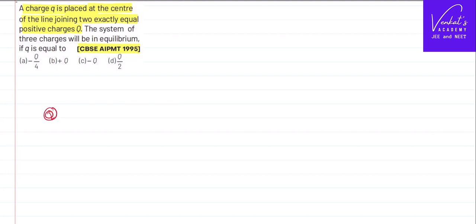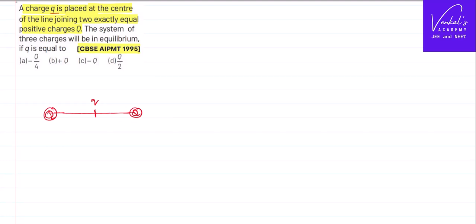Equal positive charges Q, separated by a certain distance. The small q is placed at the center of the line joining them, in the middle of the line joining. Anyway, I will prove it. I don't take that into consideration because I just want to explain things. A small q is placed.